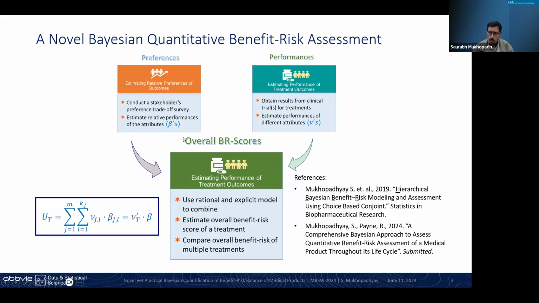The key challenge, of course, is how to get these preference parameters. Measuring the performances is relatively easy because it comes directly from the clinical trial, but the preference parameters require a stakeholder survey, and that is one of the key contributions of our proposed method.